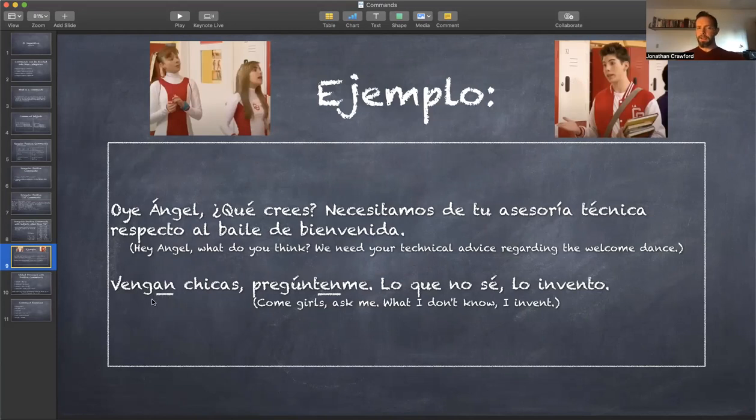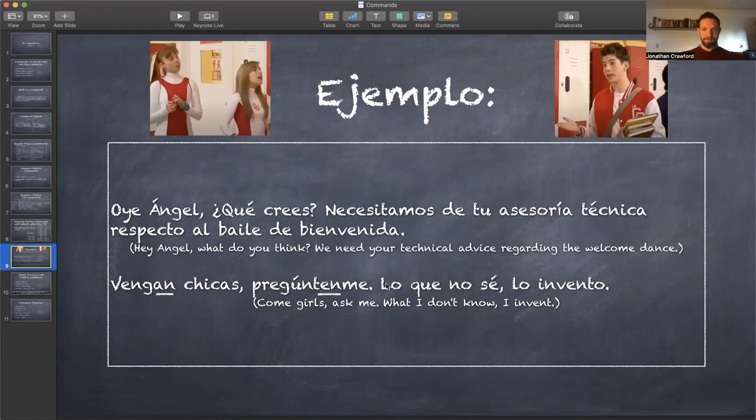But he says, vengan, chicas. That is an ustedes command. Vengan, chicas. Pregúntenme. Ask me. Lo que no sé lo invento. So that means, come girls, ask me. What I don't know, I invent. And so he's kind of a smooth talker. Lo que no sé lo invento.